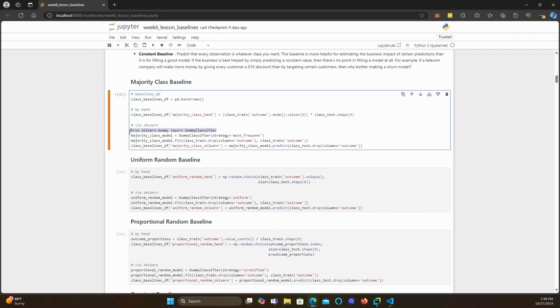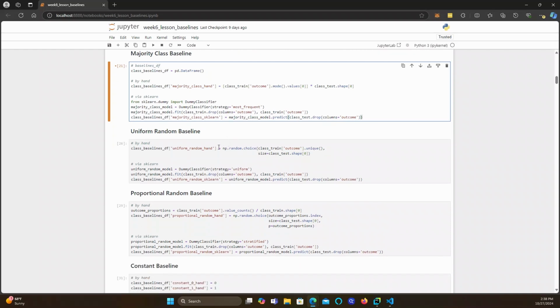But scikit-learn has this great dummy classifier object. So from sklearn.dummy, import DummyClassifier, and we can actually make all four of our baselines using this dummy classifier. Our model here is then a DummyClassifier with the strategy being most_frequent, because this is the majority class baseline. Then you can fit it on the training data. It doesn't actually learn anything other than which outcome is most likely. And then to get the predictions, you use the majority class model.predict on the test data, and it's going to predict that everybody is in the majority class.